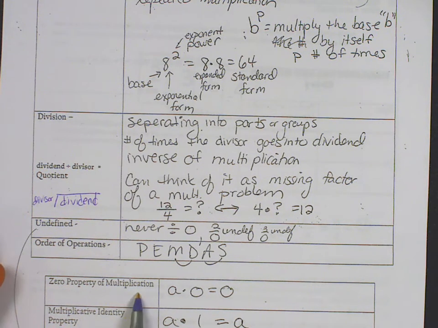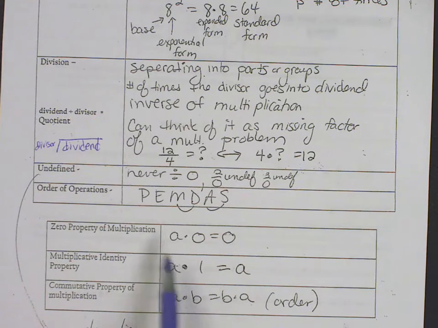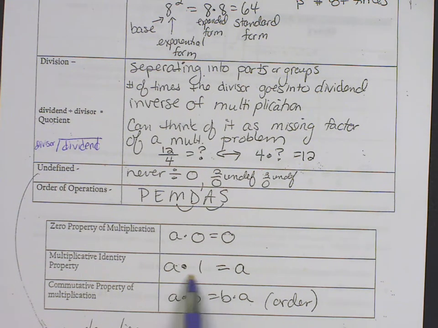Zero property of multiplication: anything times 0 is 0. Multiplicative identity property: anything times 1 gives you back itself. Identity gives you back itself. Commutative property is changing the order, but the product stays the same.